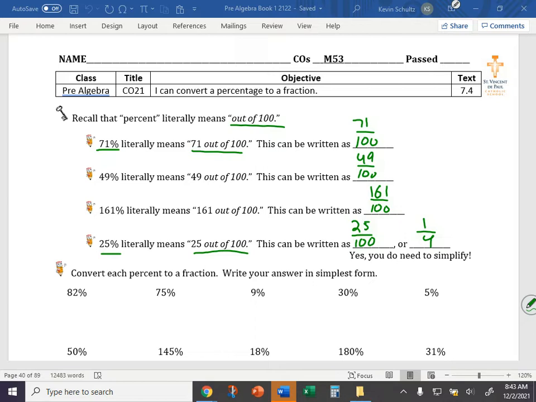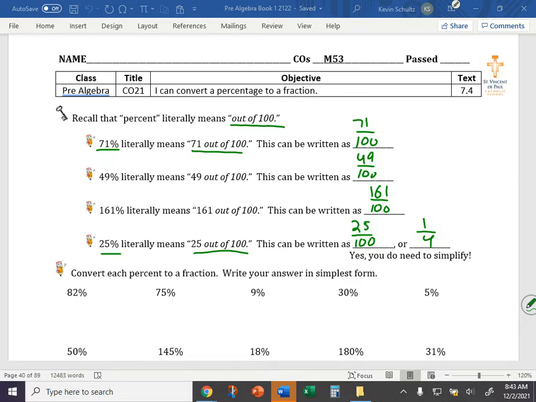How do we get from 25 hundredths down to 1/4? Divide both 25 and 100 by 25. Colin, Dayton, that's enough. And you get down to 1/4. Okay? So yes, you do need to simplify.